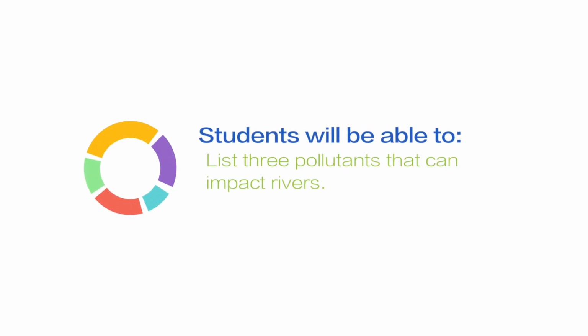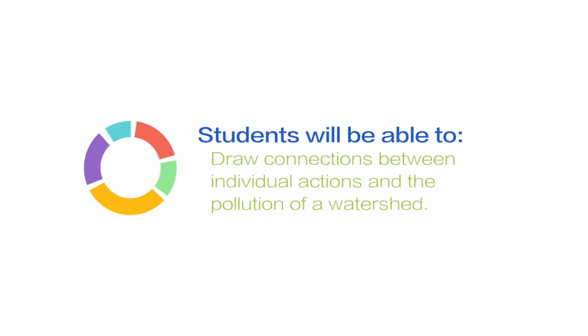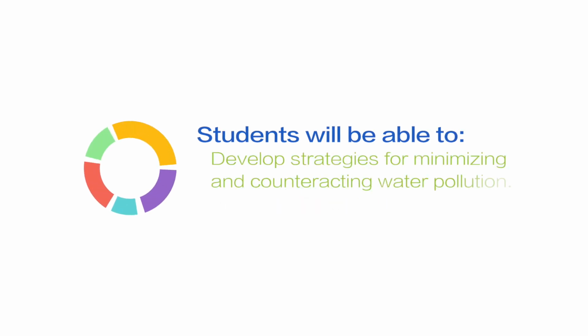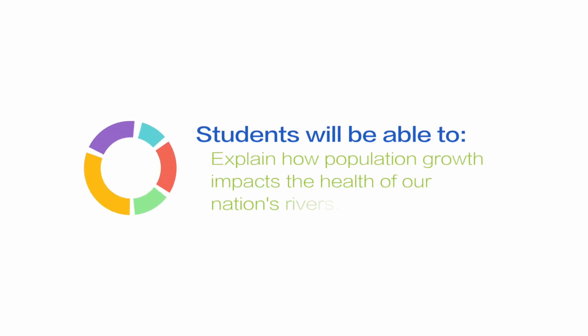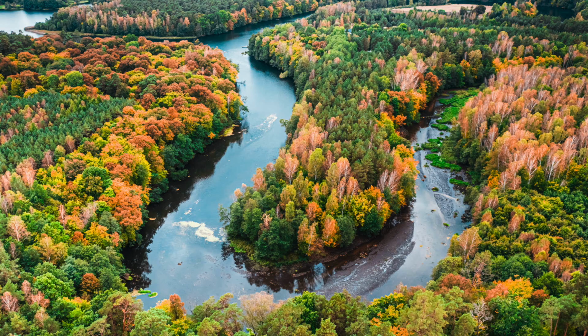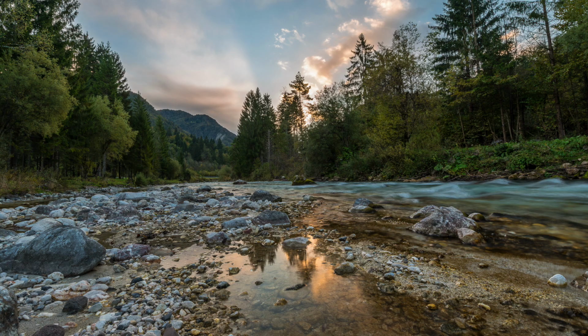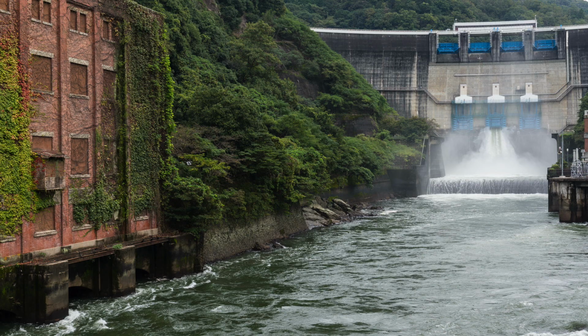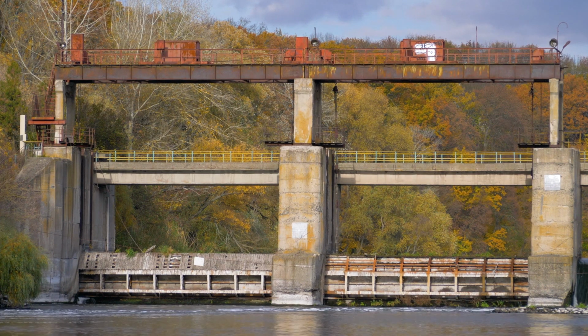By the end of this lesson, students will be able to list 3 pollutants that can impact rivers, draw connections between individual actions and the pollution of a watershed, develop strategies for minimizing and counteracting water pollution, and explain how population growth impacts the health of our nation's rivers. The main concept we want students to take away is that the histories of local rivers provide insight into human impacts on the environment, especially as populations and technology change over time.